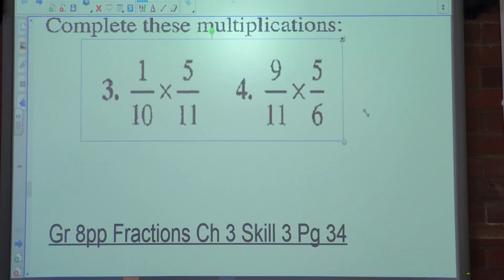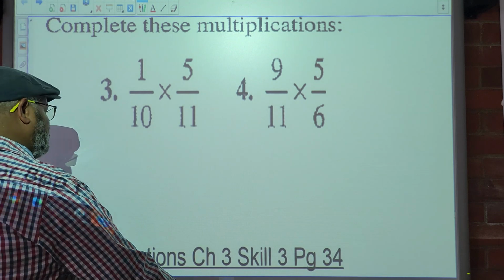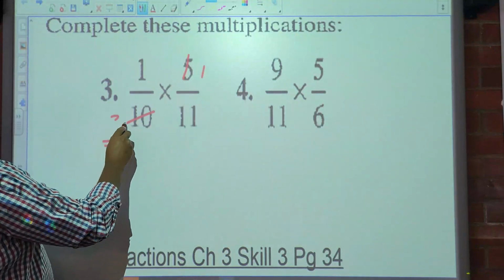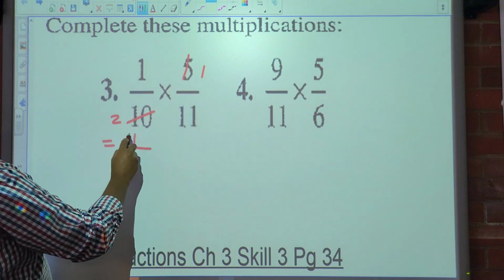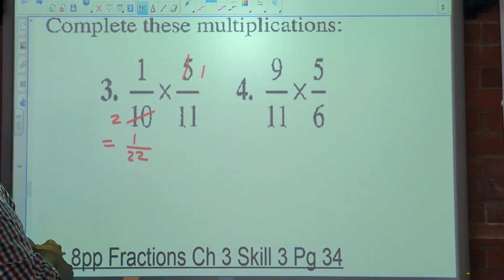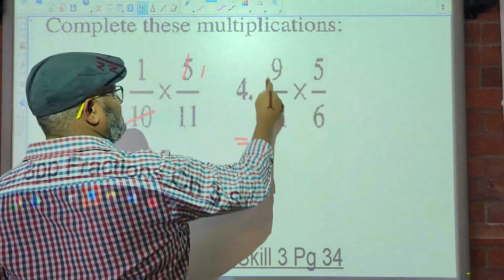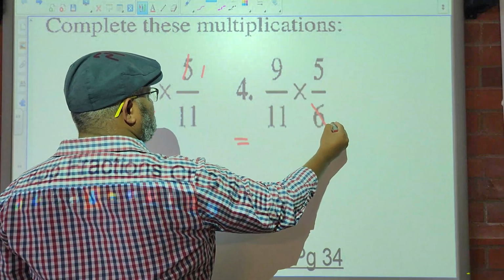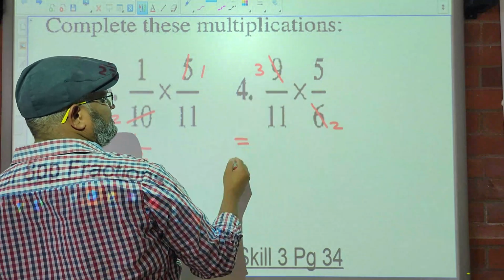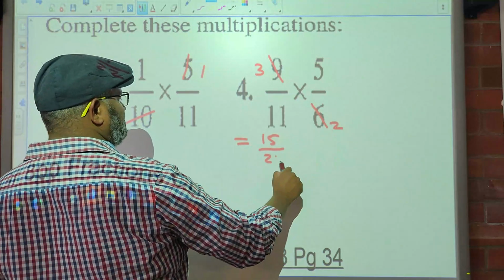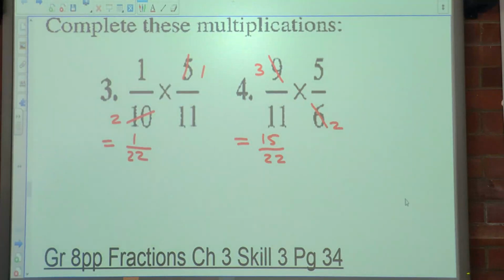Okay, so let's look at number 3 and 4. So again, the numerator and denominator can cancel, yeah? Yes. 5 into 5 once, 5 into 10 twice. 1 times 1 is? 2 times 11 is? Look at number 4. Anything you can cancel here? Yes. 3 goes into 6 twice, 3 goes into 9 thrice. 3 times 5 is 15. 11 times 2 is? You all okay with that?